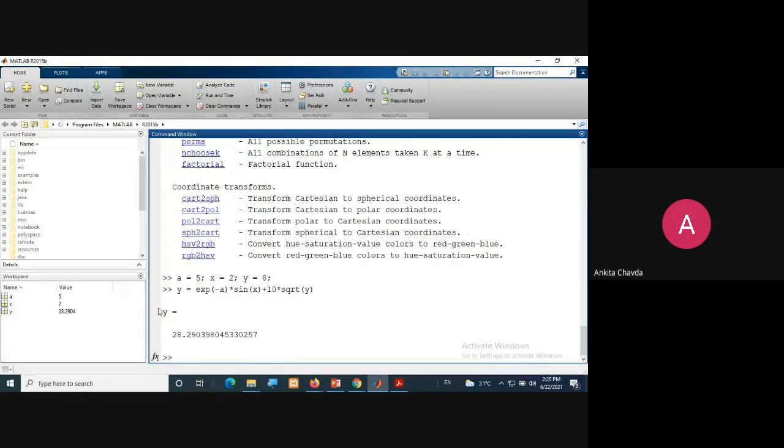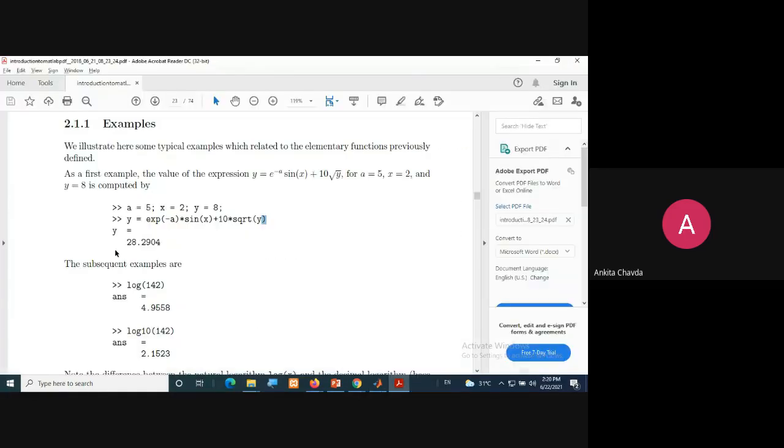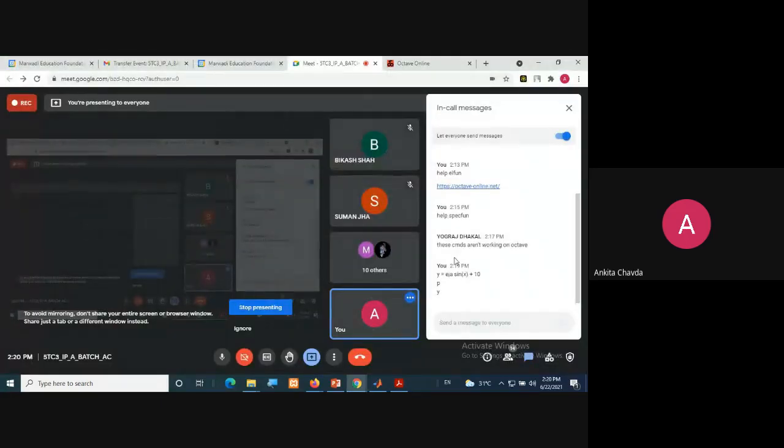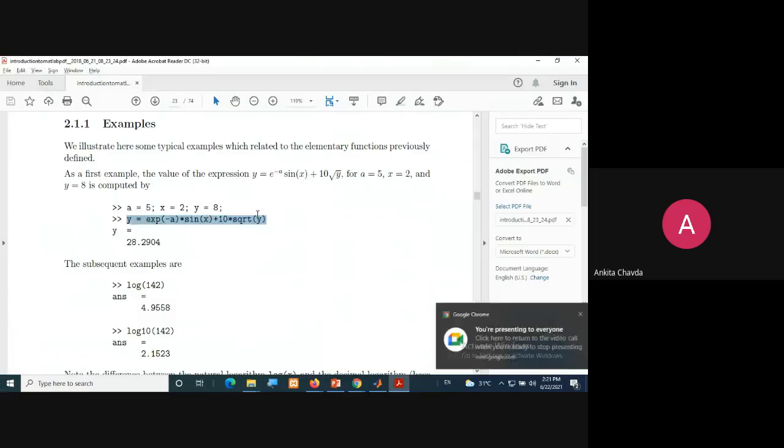So what you are getting, this is the value. Right? Fine. Are you getting the same? These commands are not working on Octave. Yeah. So I have shown you those things on MATLAB. Have you tried this expression y equals this? Please try.